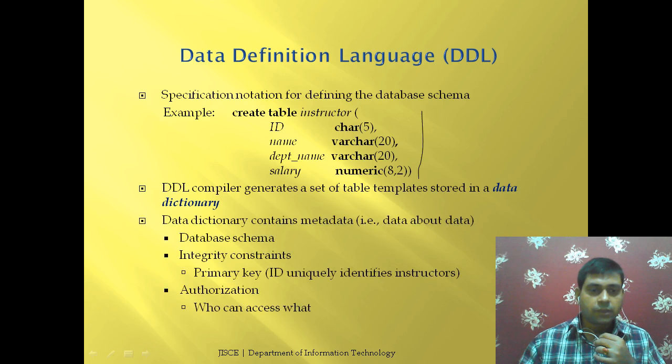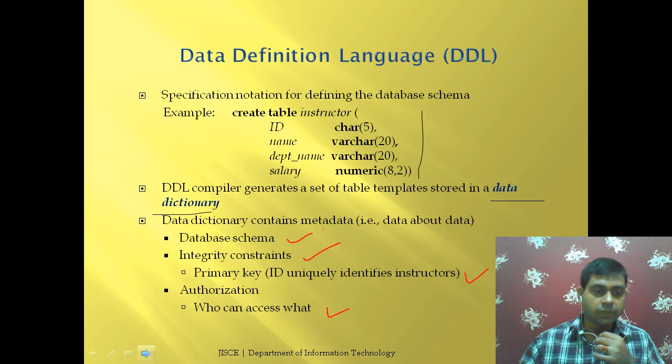Now there is something called the concept of data dictionary. It is a collection of metadata. That means the actual record is stored in the table, but the structure is stored using the DDL statements. So the template of the table is stored somewhere, and that place is known as the data dictionary. In the data dictionary, we store the metadata information, where the database schema is stored, integrity constraints, primary key, authorization, etc.